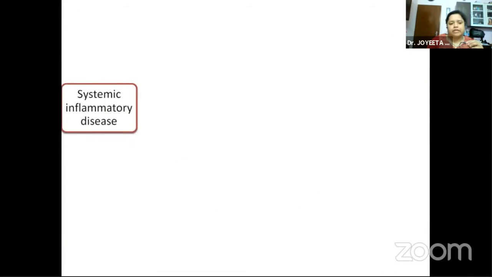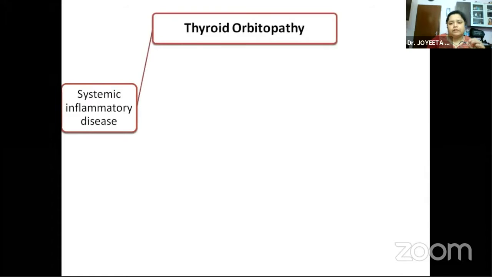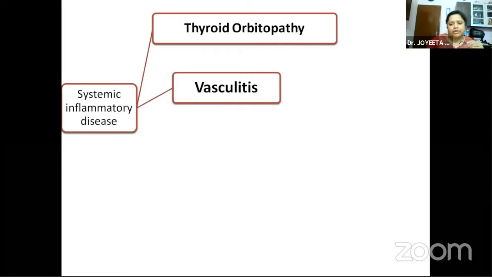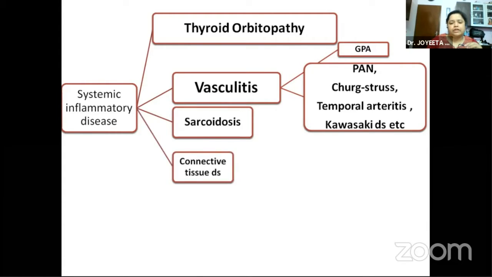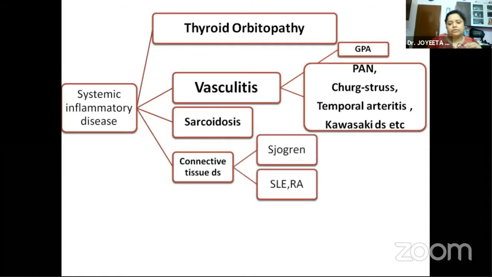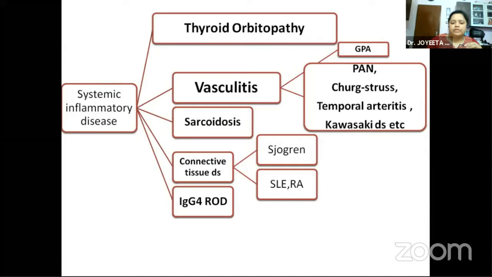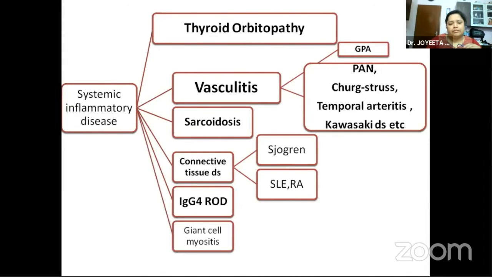If we talk about systemic inflammatory disease, the major part is played by thyroid orbitopathy. Next is vasculitis, which can be granulomatosis with polyangiitis or Wegener granulomatosis, PAN, Churg-Strauss disease, temporal arteritis, etc. Next is sarcoidosis, and connective tissue disorders, which can be Sjogren and non-Sjogren like SLE and rheumatoid arthritis. And next is immunoglobulin G4 related orbitopathy and giant cell myositis.